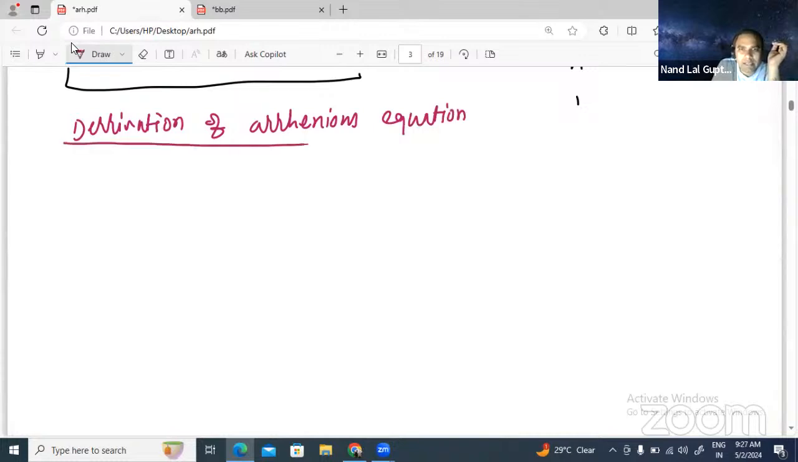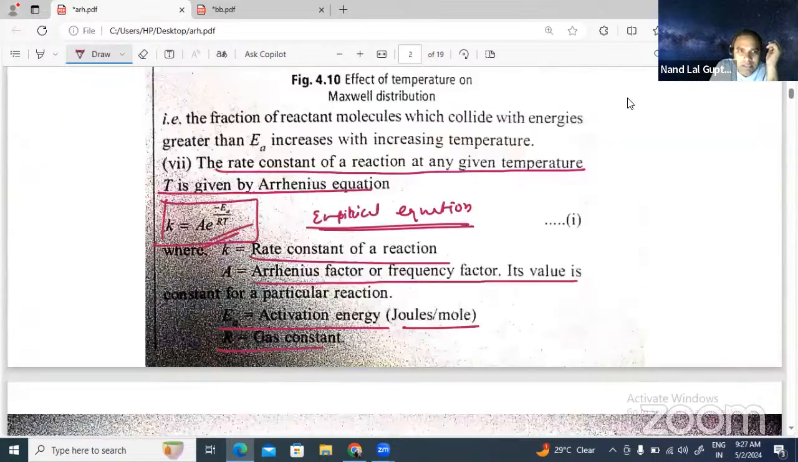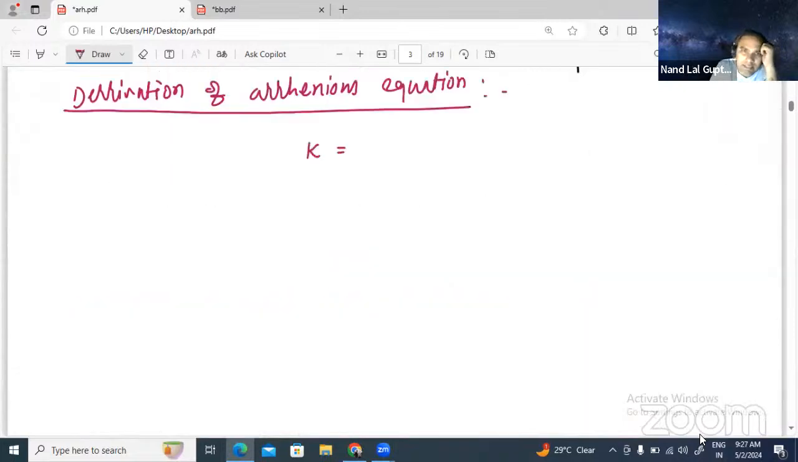So, Sanoy, what is the derivation of the Arrhenius equation? Firstly, given K is equal to, you can see the equation here, K is equal to A e to the power minus Ea upon RT. So here we can write K is equal to A e to the power minus Ea upon RT. Okay, this is the equation.